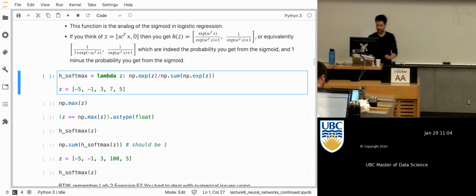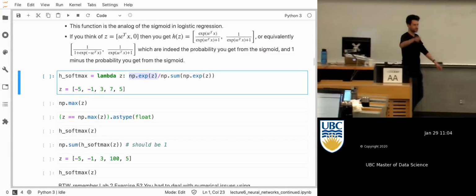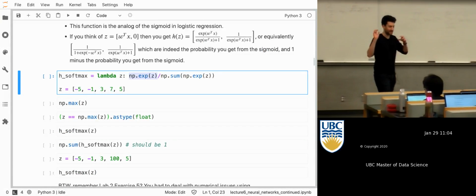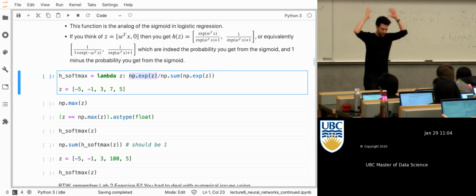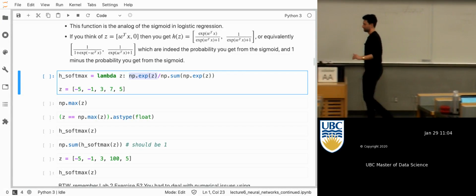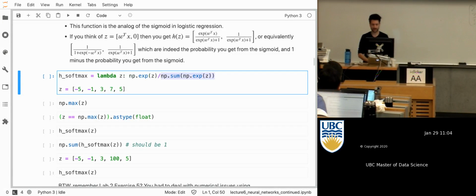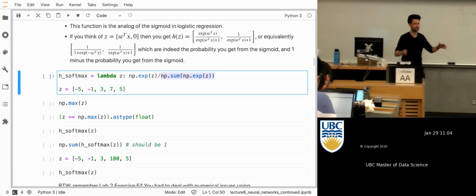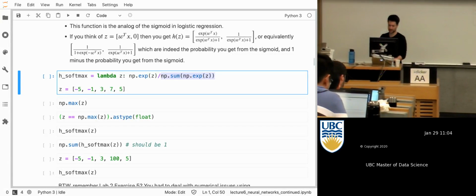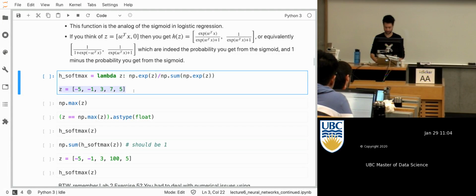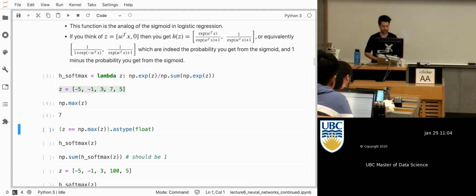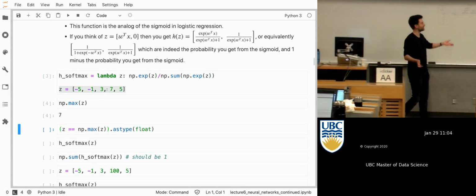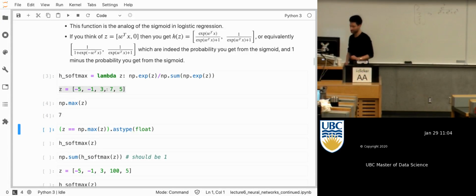It's e to the z. I'm just using NumPy's vectorized operations, so that e to the z that I highlighted is computed for the whole vector. And that whole vector is getting divided by this denominator, which is just a single number. And so I get the whole vector out at once. So here's a z I made up. And what's the max of it? Well, the max of it is 7. The biggest number in my list there is 7.